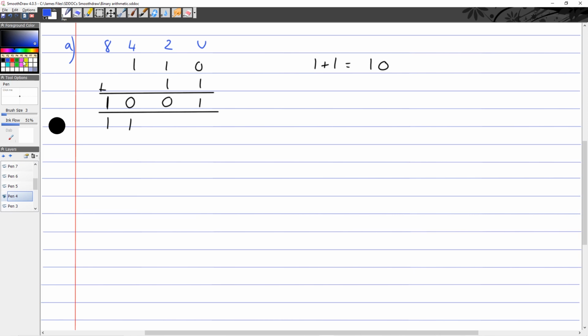But if we want to check whether we got it right or not, the top number in the question was 4 and 2. So that's 6 base 10 added to 2 and 1, which is 3 base 10, should equal 9 base 10. And does this number equal 9? Well, yeah, because we've got an 8 and a 1, which is definitely 9.